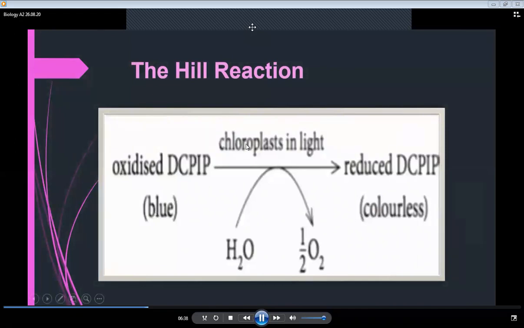And when DCPIP is used with the chloroplast suspension that is mixed with the solution of DCPIP, and once the process has occurred, DCPIP becomes reduced and becomes colorless. Okay, and you can see over here what is taking place, that is the photolysis of water.